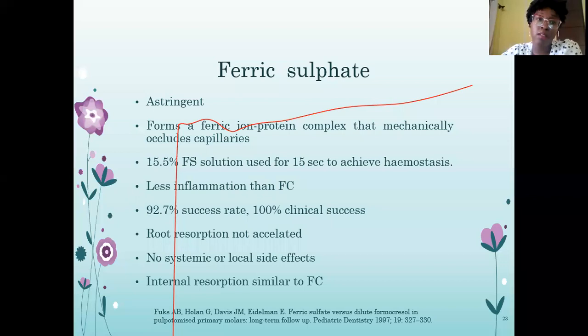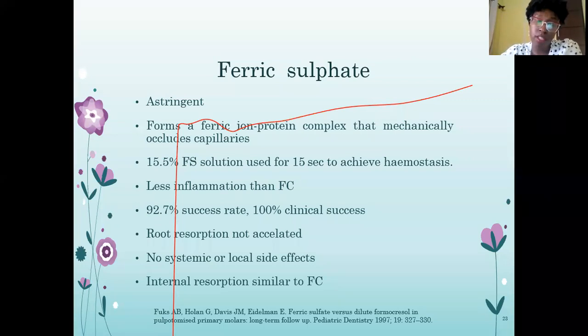In pulpotomies, 15.5% ferric sulfate solution is used for 15 seconds to achieve hemostasis. And this is solution, not the gel. And the gel is much more easily available. But here it is recommended to use a solution. It has less inflammation than Formocresol.